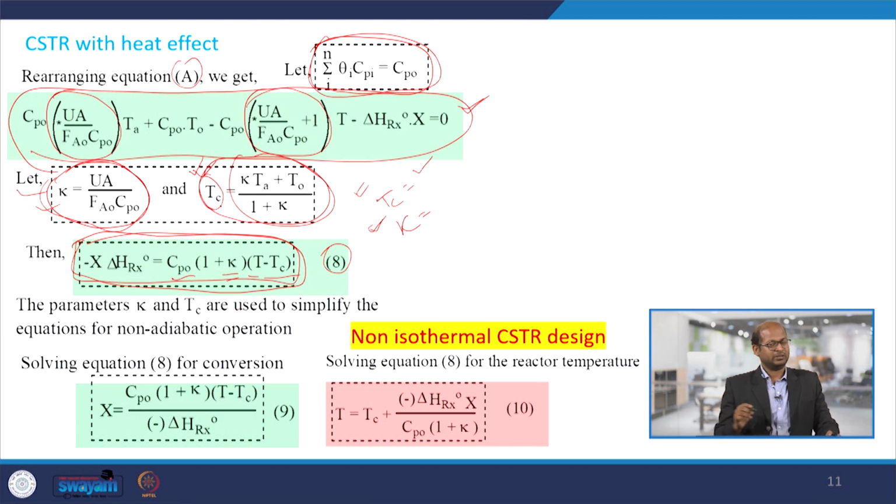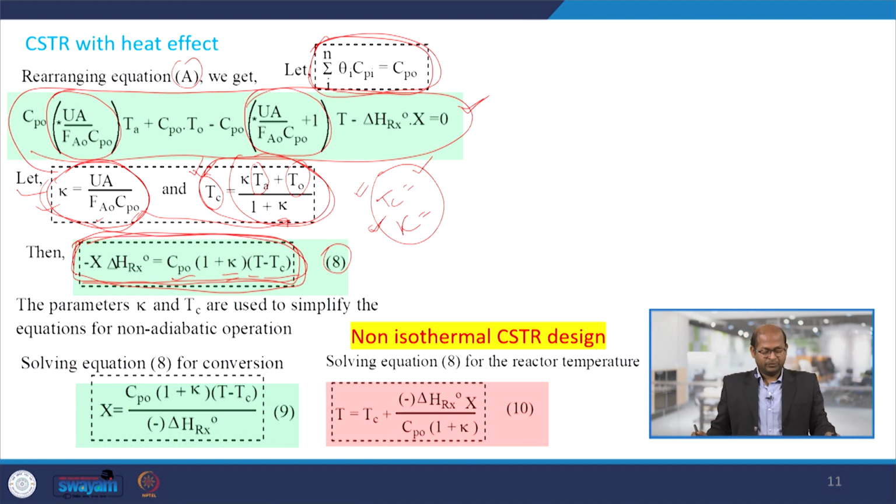Kappa and Tc are made up of known components: overall heat transfer coefficient, heat transfer area, molar flow rate, and heat capacity. Here also the feed inlet temperature, and this is the inlet temperature of the coolant. That way we express Tc, and kappa is known. So, basically we are expressing the energy balance equation in terms of kappa and Tc. This is the simplest way.